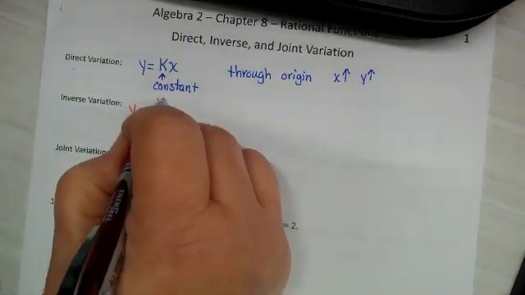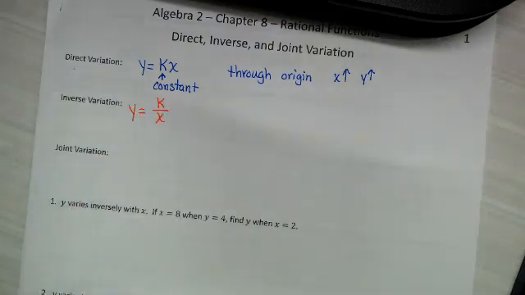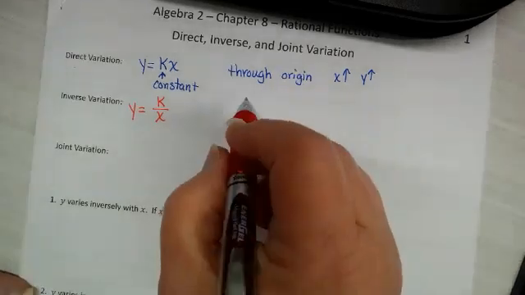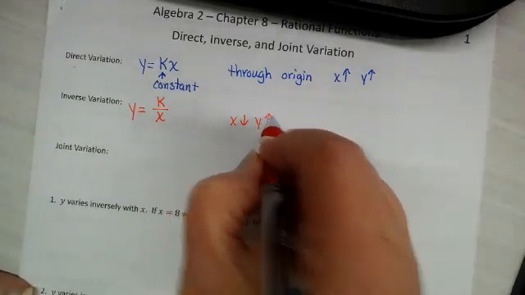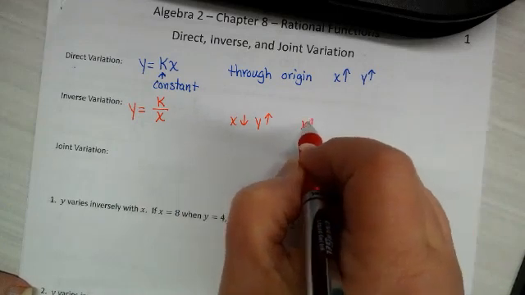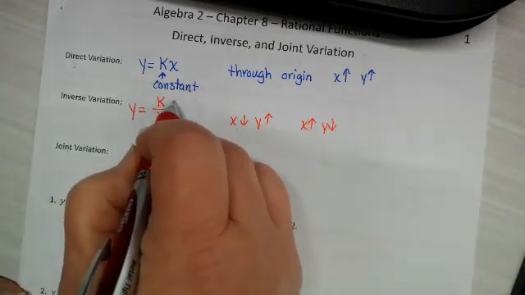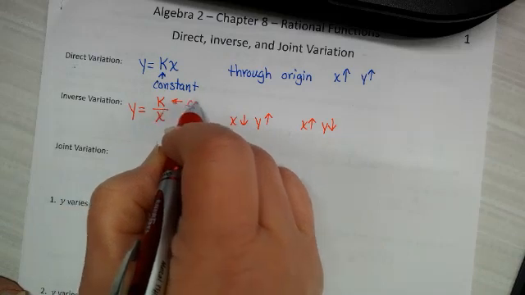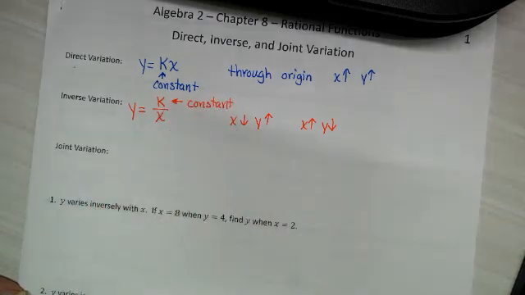Our next type of variation is inverse variation. Inverse variation is represented by y equals k over x. So in this situation, if x gets smaller, y gets bigger. And likewise, if x gets bigger, y gets smaller. And again, k is our constant that's going to help us to solve the problems.